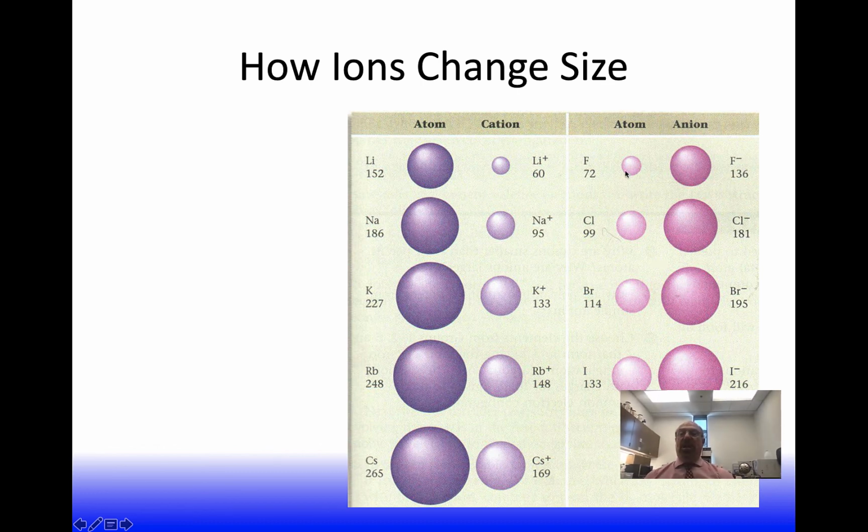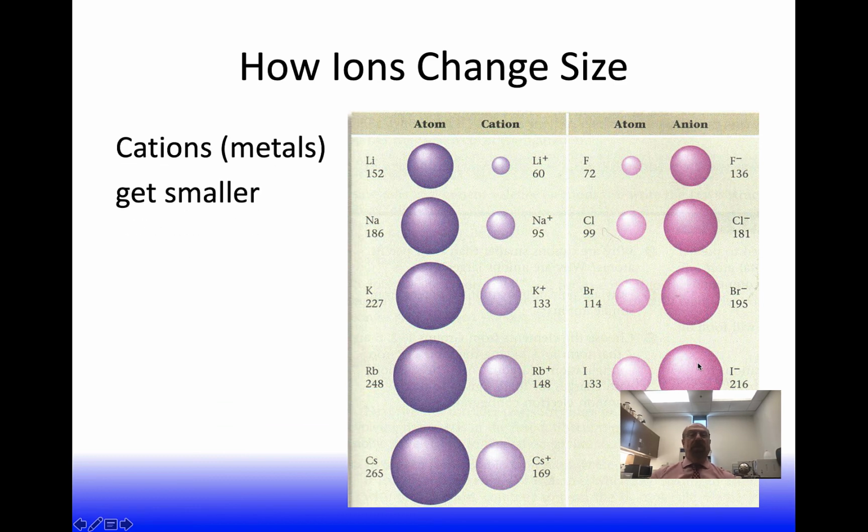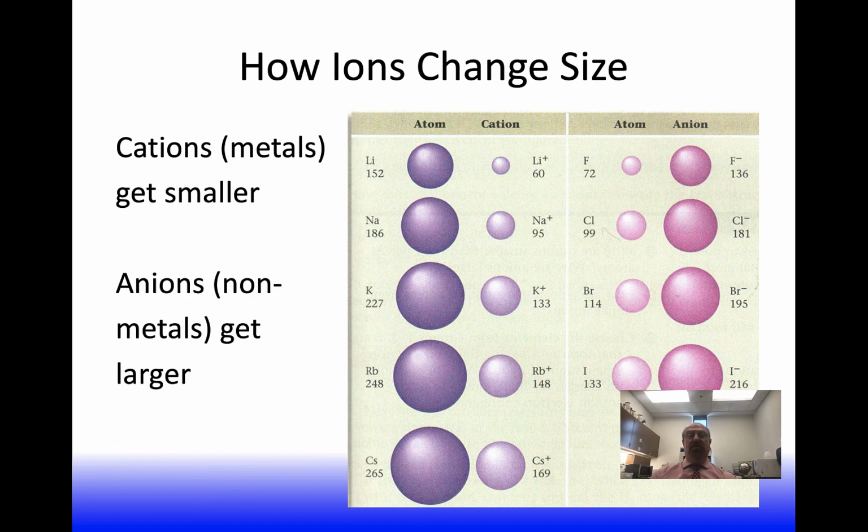Conversely, when nonmetals gain electrons to become ions, now you've added an electron. Now you've got fewer protons than electrons, so you can't hold them as tightly. Fluorine has 9 protons. Fluorine with a 1 minus charge has 10 electrons. You can't hold them as tightly, so it gets bigger. Cations, metals, get smaller. Anions, nonmetals, get larger when they form ions.